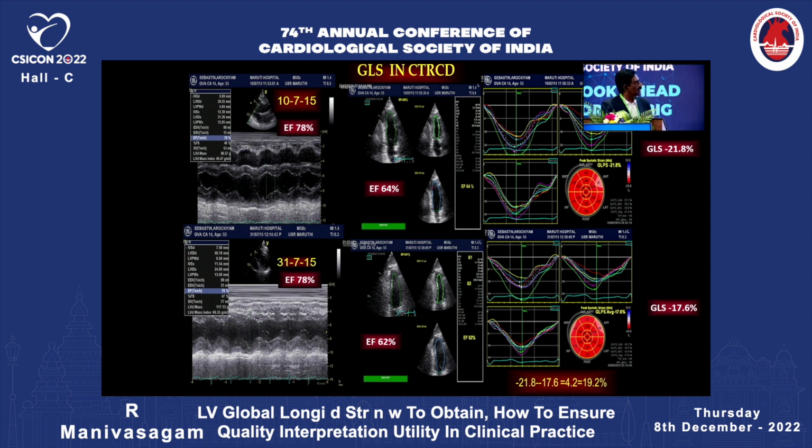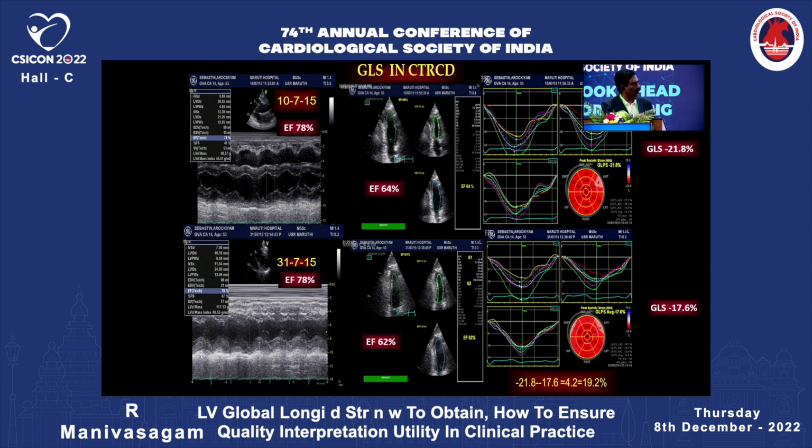Exactly 3 weeks after the anthracycline therapy, the ejection fraction is 78, did not change. The EF 64 to 68, no significant change in the EF, but global longitudinal strain has dropped from 21.8 to 17.6. That means there is a clear-cut drop in global longitudinal strain. That is 4.2 as the absolute value, and 19.2% is the relative drop.